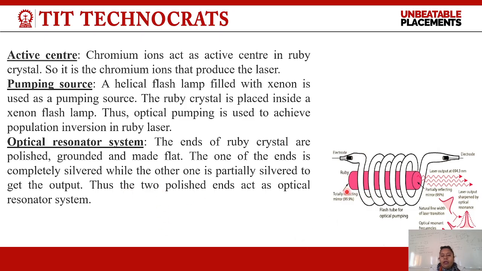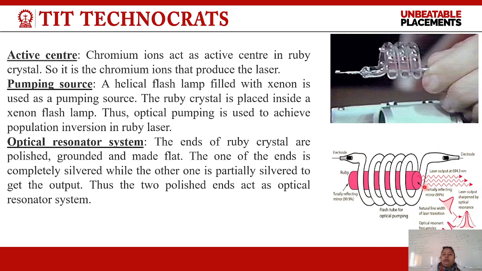So what we are doing here, we are polishing the ends of the ruby crystal with silver. One end we polish 100%, and the other end we polish partially. It means one end can be polished completely by the silver, and the other end can be partially polished by the silver. In this way, we get an optical resonator for our ruby system.